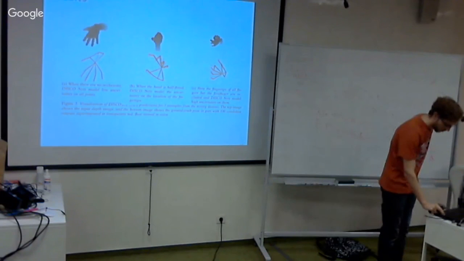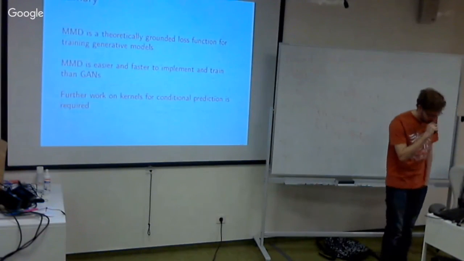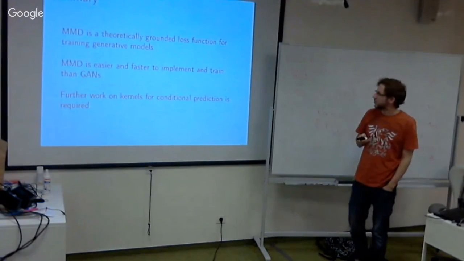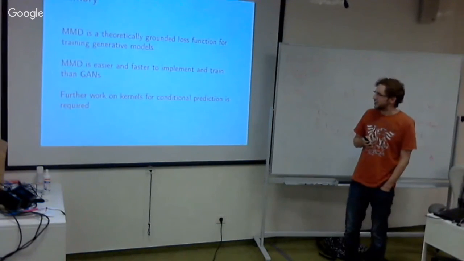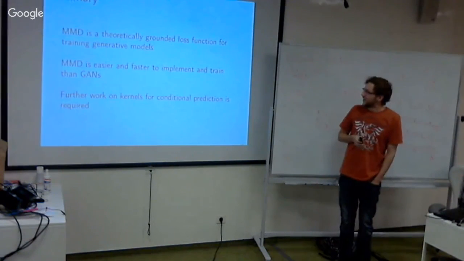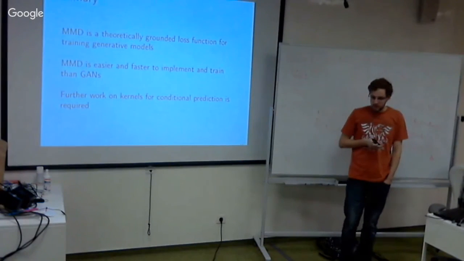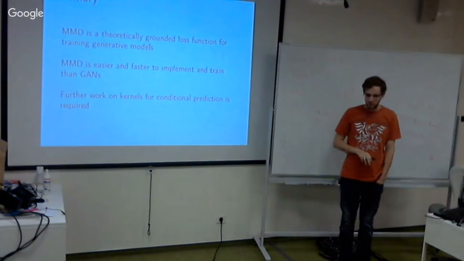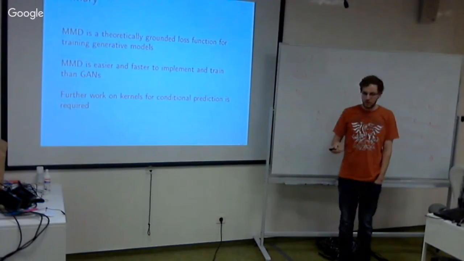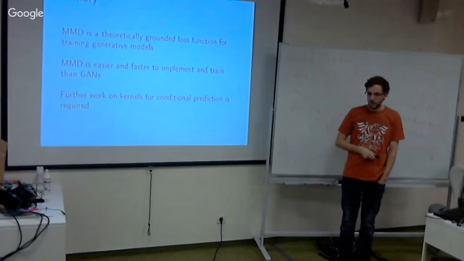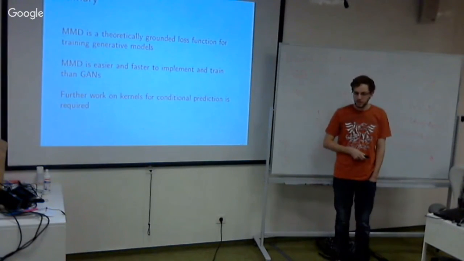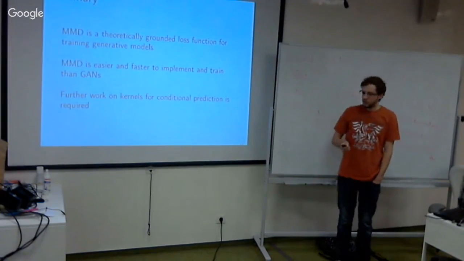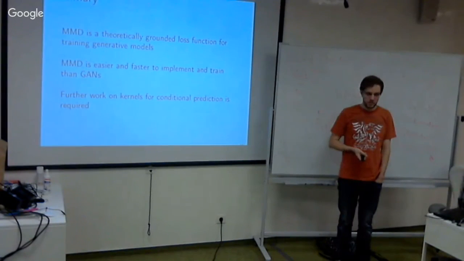Okay, so here is a summary. MMD is a very theoretically grounded loss for training generative models. And it is simpler to implement, simpler to train. The authors in their paper complained that training GANs was hard. And actually, MMD is also faster to train than GANs, because you don't have to train a discriminator.